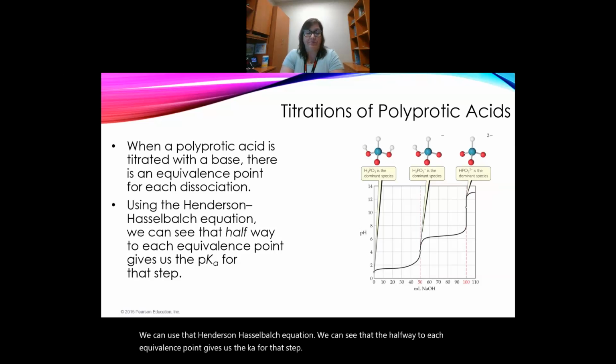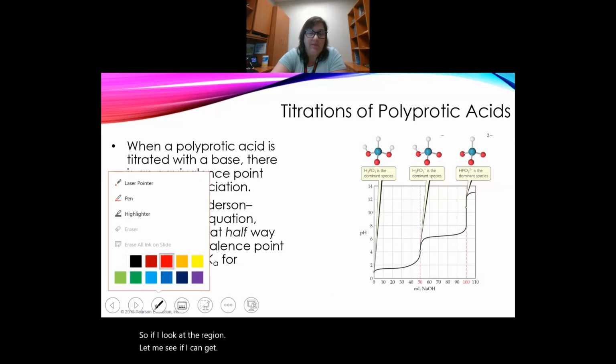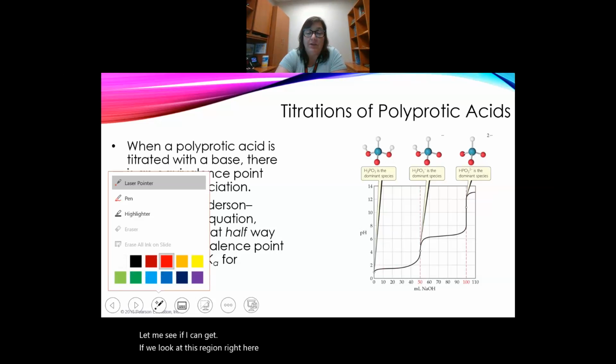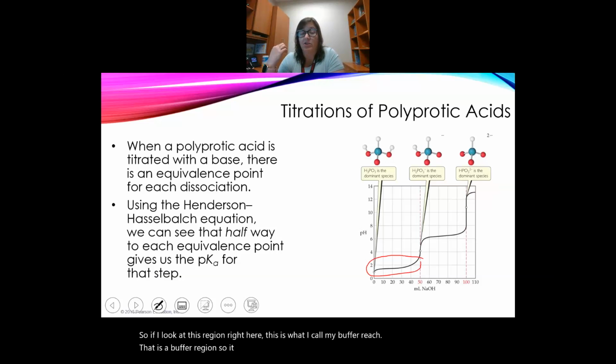So if I look at the region, let me see. If we look at this region right here, this is what I call my buffer region. That is a buffer region, so the pH is dictated by the Henderson-Hasselbalch.